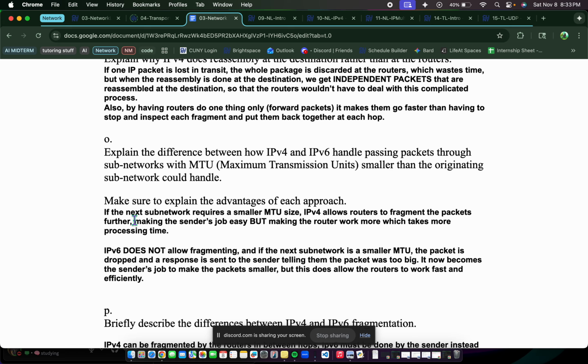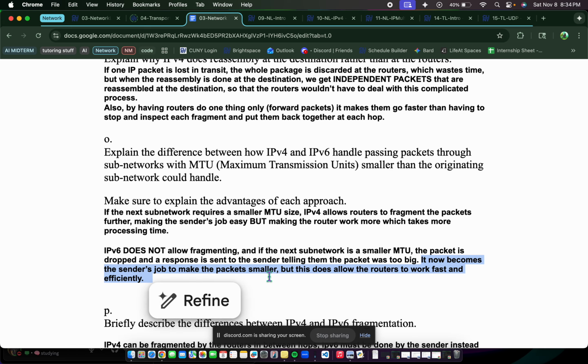This makes the sender's job easy because they're the ones that don't have to fragment it. But the router has to work harder, which takes up a lot more time, right? And you're going to see later on when we do those problems why it takes up so much time, and how IPv6 might have the right idea in that it doesn't allow fragmenting at the routers. If they get a packet that's too big, they just straight up drop it. Like, nope, this packet is way too heavy for me. Not dealing with this today. It's not my problem. You send it back to the sender, and you tell them that your packet was way too big. So it's the sender's job now to make the packets smaller.